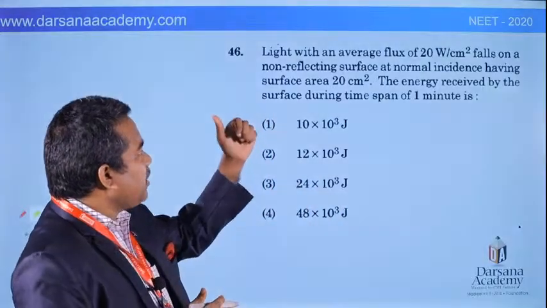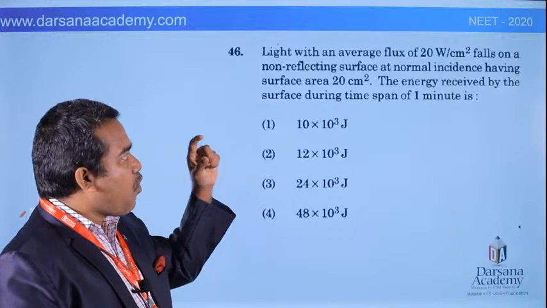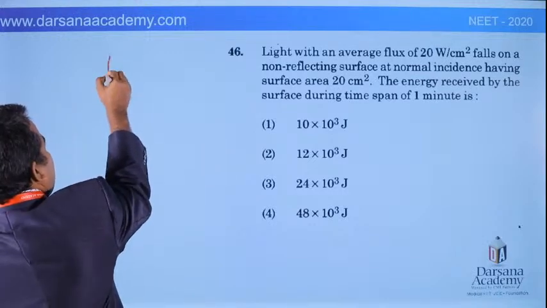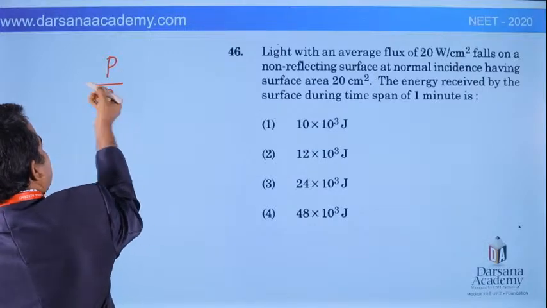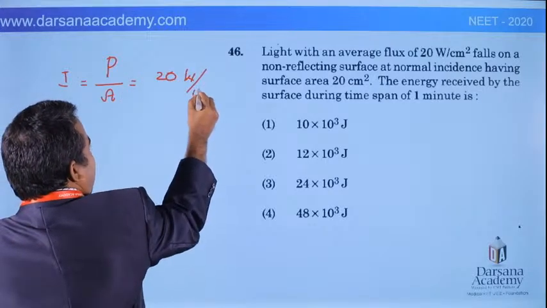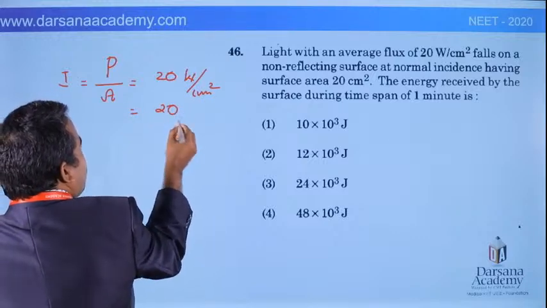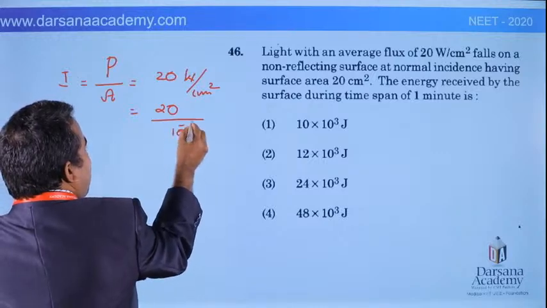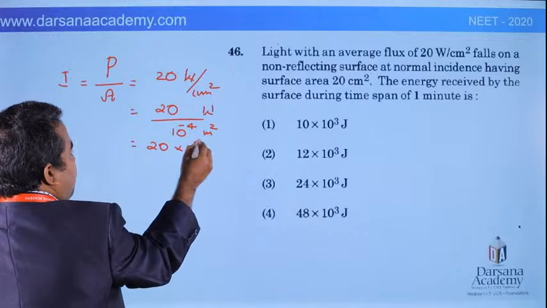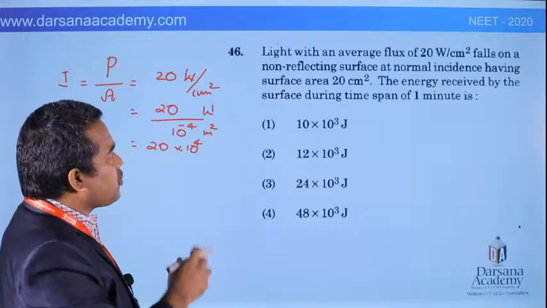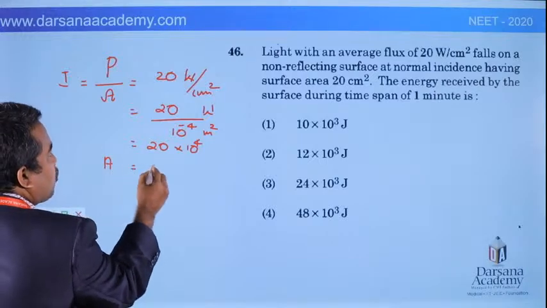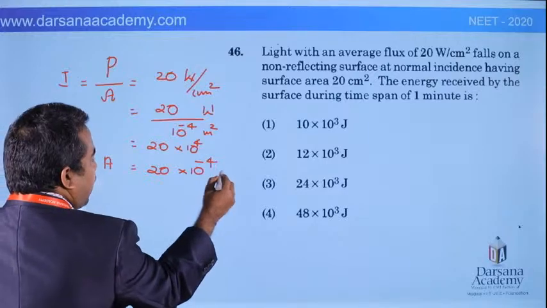Light with an average flux of 20 watt per centimeter square. It is given as power by area, so that is nothing but the intensity, equal to 20 watt per centimeter square. Now convert it into meter: 20 by 10 to the power of -4 meter square, so we can say 20 into 10 to the power of 4. It falls on a non-reflecting surface at normal incidence, having the surface area A equal to 20 centimeter square. Convert it into meter square.